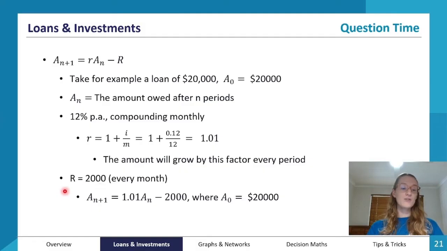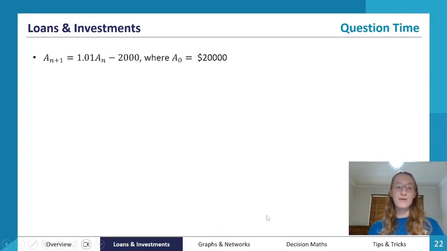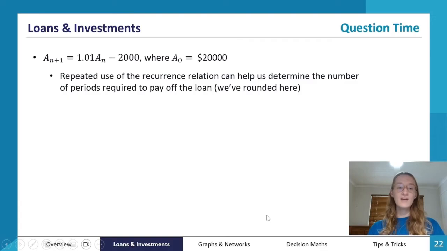And so now we have the recursive definition. We have AN plus 1 equals 1.01 multiplied by AN, take 2,000, where the initial value was 20,000. And now we're going to have a look at how we would apply that formula. Another important bit of information is that by using the recurrence relation, we can also work out the number of time periods required to totally pay off the loan.